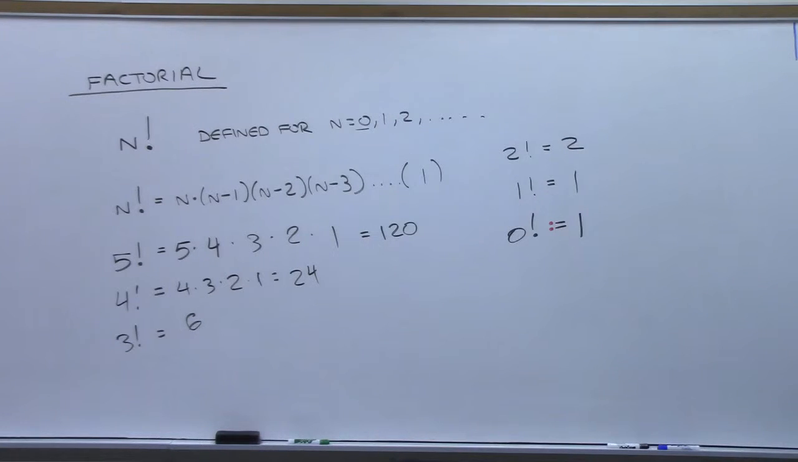With two dots on it like that, that means we're defining it to be that. So we are defining 0 factorial to be 1.